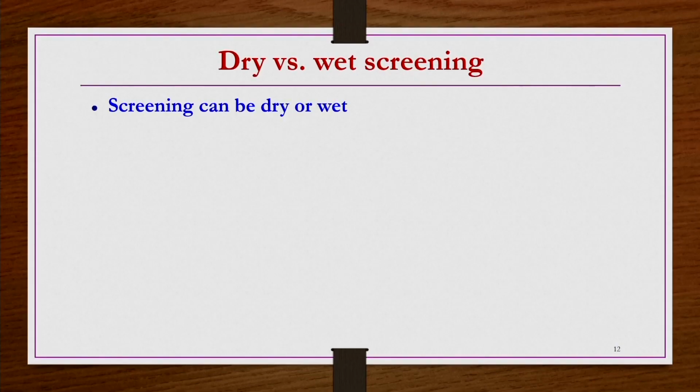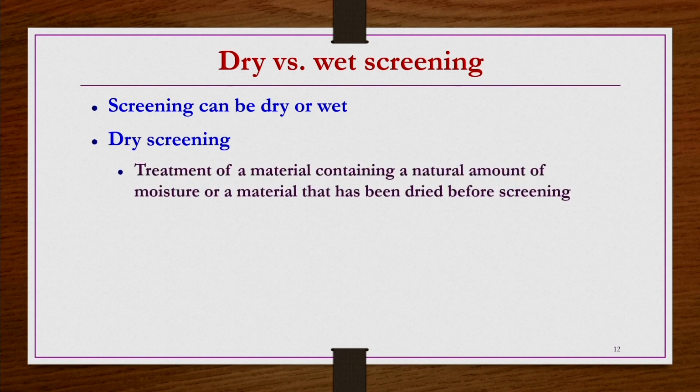Can the screening be different, dry screening or wet screening, something like that? Yes. The material screening can be dry or wet. Dry screening is where the material containing a natural amount of moisture is treated as it is. So, whatever crude raw material you get from nature, you crush it and then do the size analysis using the screen as it is, or you can dry it and then do the screen analysis.